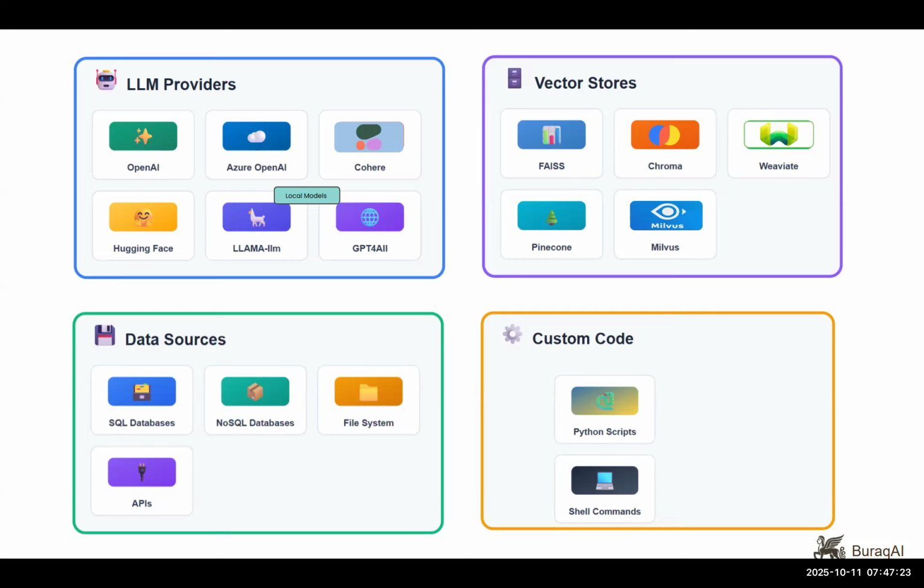Data sources, again, on the left, you can add files, you can connect to SQL, NoSQL, any of the sources, to pull the data into your RAG architecture. There are a lot of source databases that you can connect to. You can add your custom code, like Python scripts and shell commands, onto LangFlow as well. So that's it.